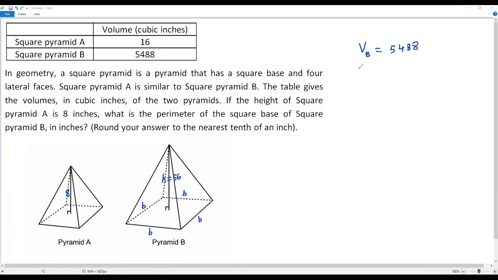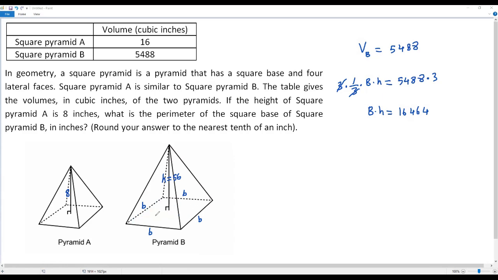So the formula to get the volume of a pyramid is 1 over 3 times base area times height equals 5,488. Okay, now let me multiply both sides of this equation by 3. Then this 3 will cancel out. Then we get base times height. So when I multiply this 5,488 by 3, I am getting 16,464.